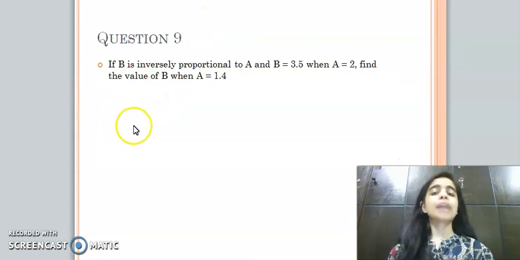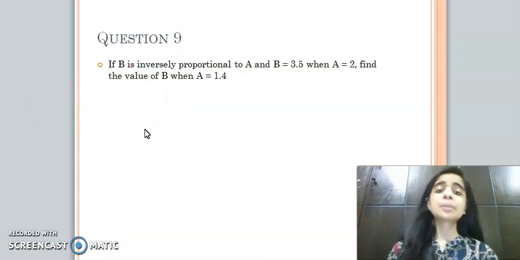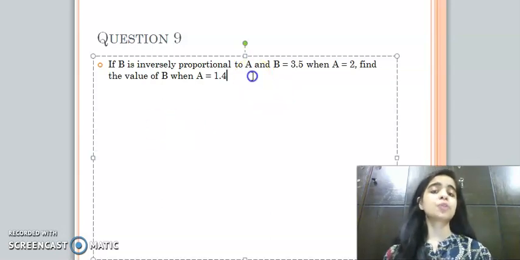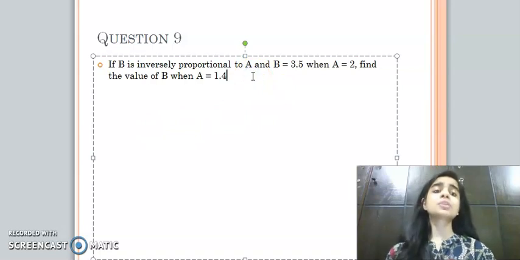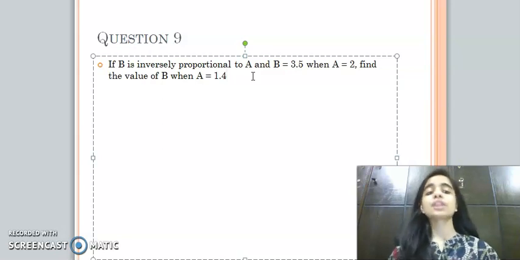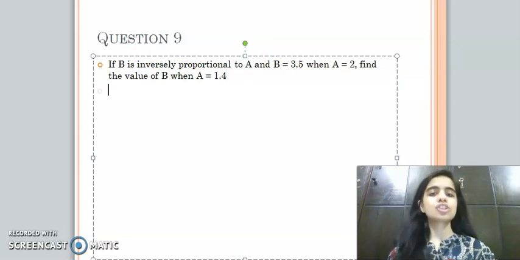Now question number 9. If B is inversely proportional to A and B is equal to 3.5 and A is equal to 2, find the value of B when A is equal to 1.4. I want you all to try this question yourself and then you can evaluate with the help of the video. Now let's solve this question together.